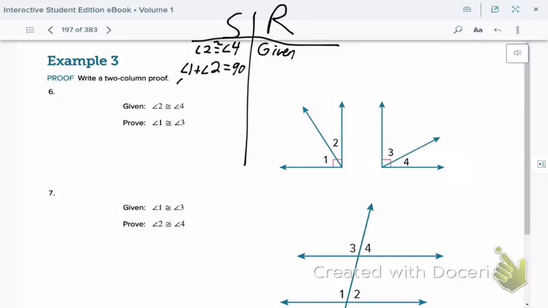What else do we know? What do we know about angle 3 and angle 4? They equal 90, right? That's what that indicator means. And what word tells us that? What does that mean? It's a right angle. Okay. It equals 90, right? It's a right angle. We know that.